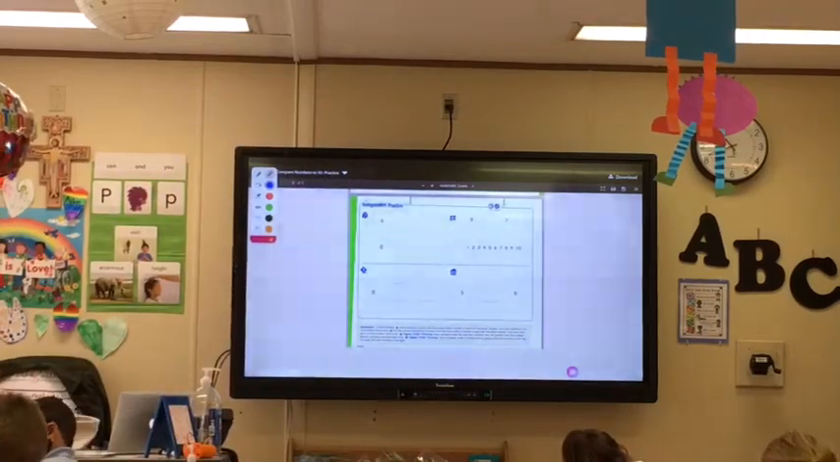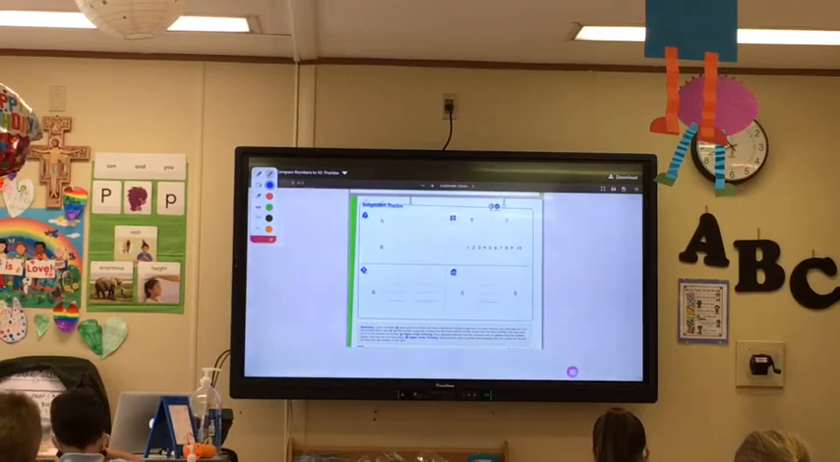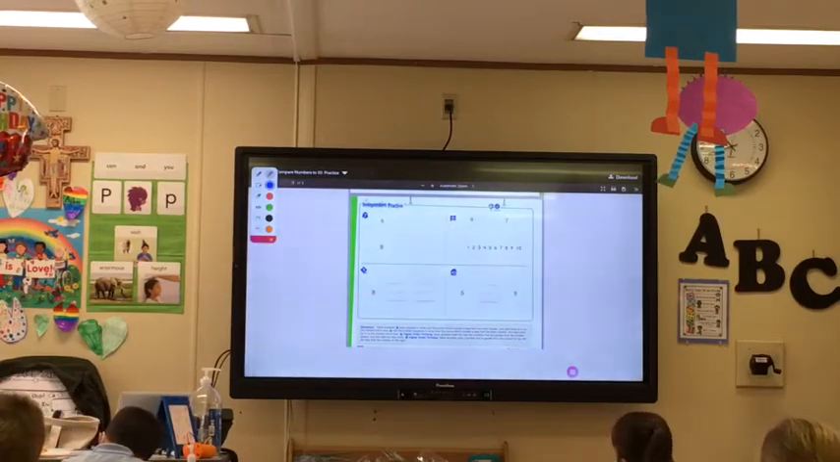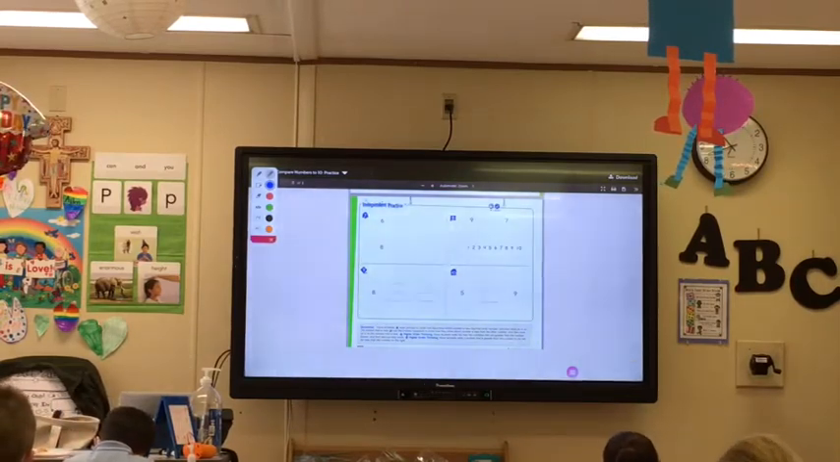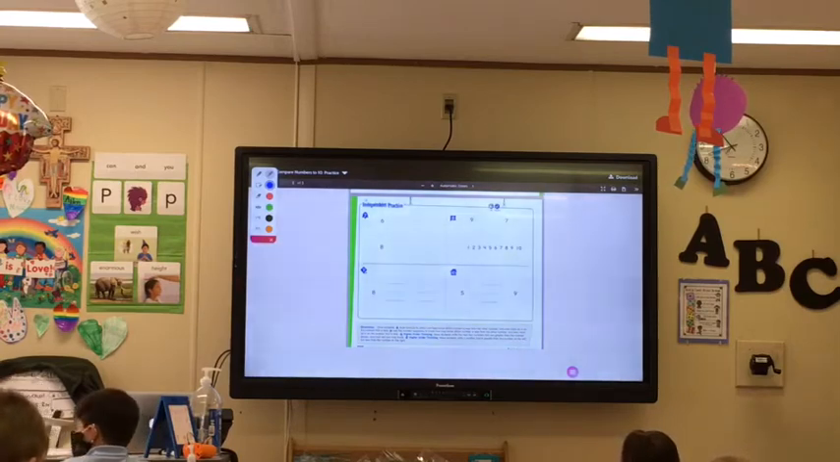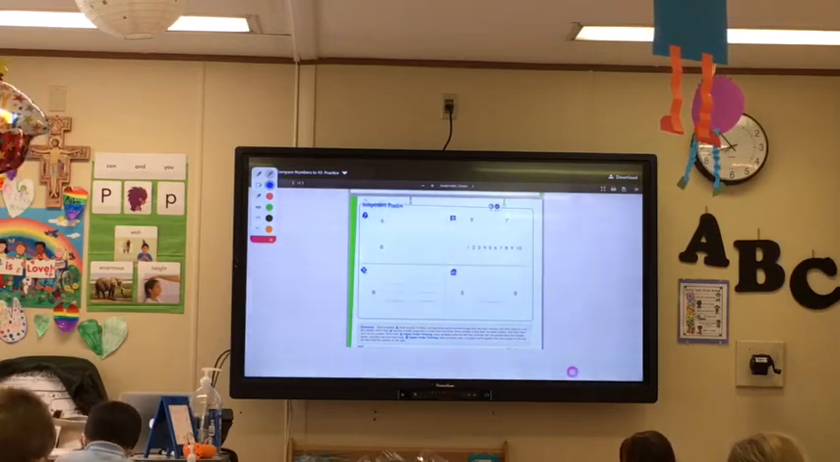Then put an X on the number that is less. Don't circle anything, just put an X on the number that's less. Whichever one you drew less for, put an X on. Got it?